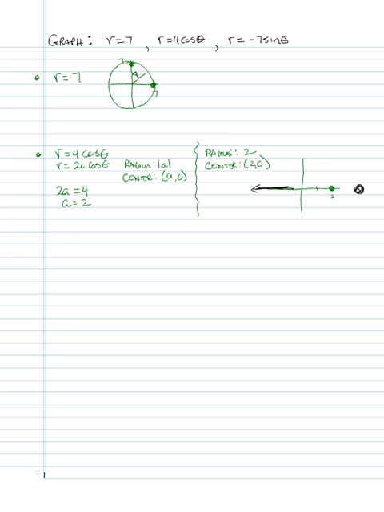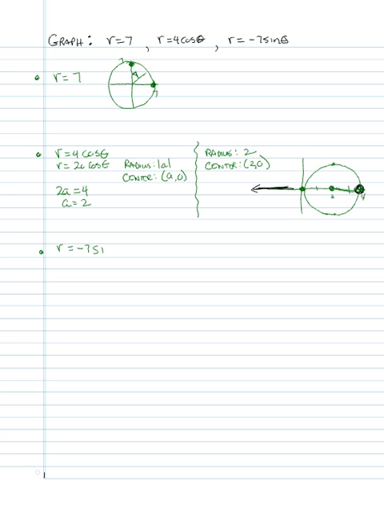So if we move in all directions, 2 units will be on the circle, including if we move from the center to the left 2 units, so that point's on the circle. Directly up 2 units is on the circle, directly down 2 units is on the circle, and directly right 2 units is on the circle. So our circle will look like this. Sorry about that. This would be where 3 is, and this would be where 4 is. So there's our circle.